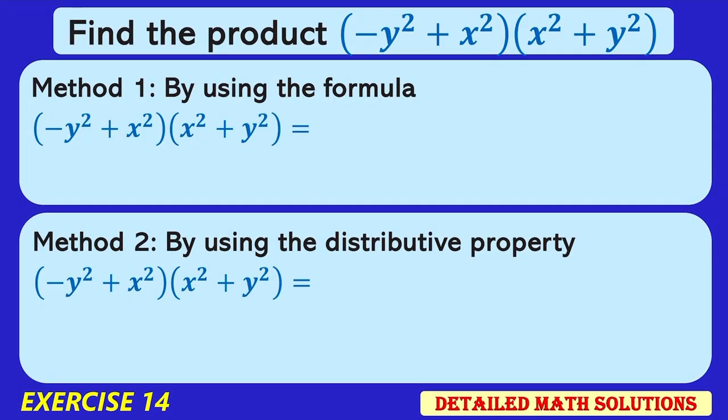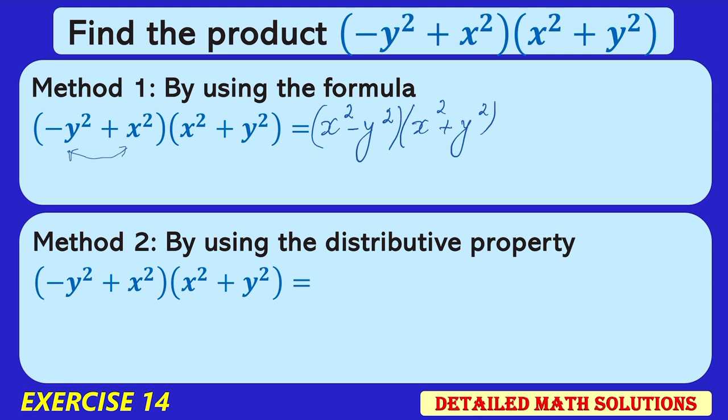Next exercise. Find the product minus y squared plus x squared in parentheses multiplied by x squared plus y squared in parentheses. Now, in order for me to use the formula, I need to write the first factor, minus y squared plus x squared, in a different way. I need to switch the places of the two terms and write it as x squared minus y squared multiplied by x squared plus y squared.